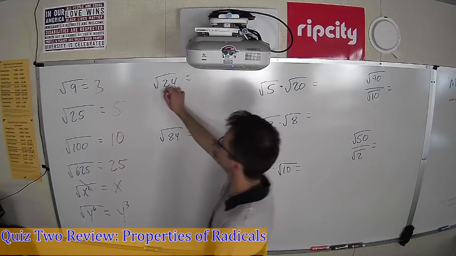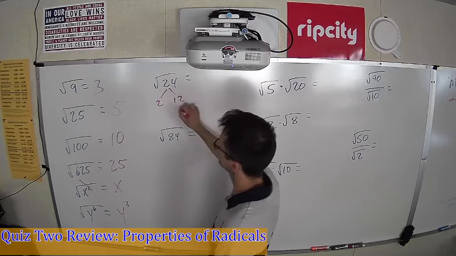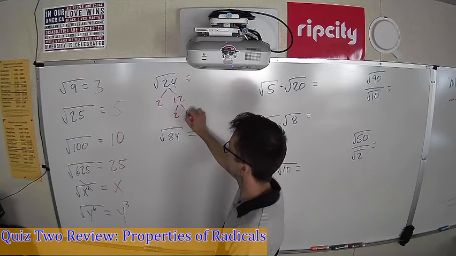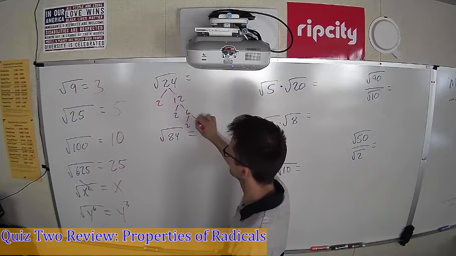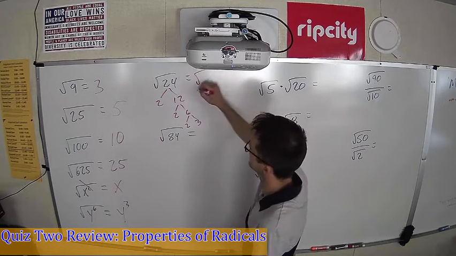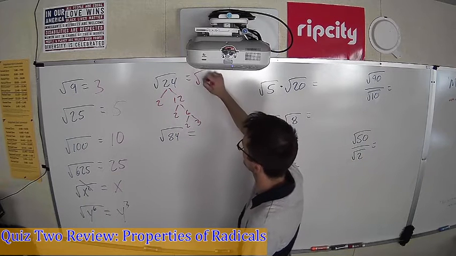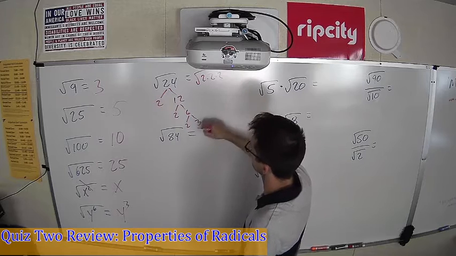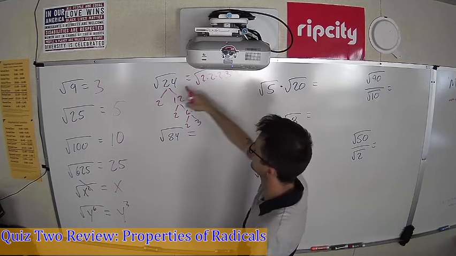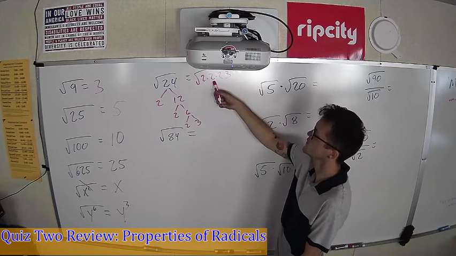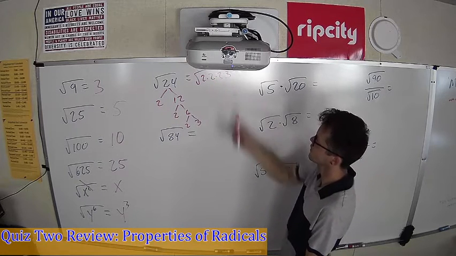So notice here that 2 times 12 is 24. 12 can be broken down as 2 times 6, and 6 can be broken down as 2 times 3. So my claim here, this isn't our final answer, is that 2 times 2 times 2, there's 3 of them, times 3 has the same value as the square root of 24. And that's easy to verify. 2 times 2 is 4, times 2 is 8, times 3 is 24.